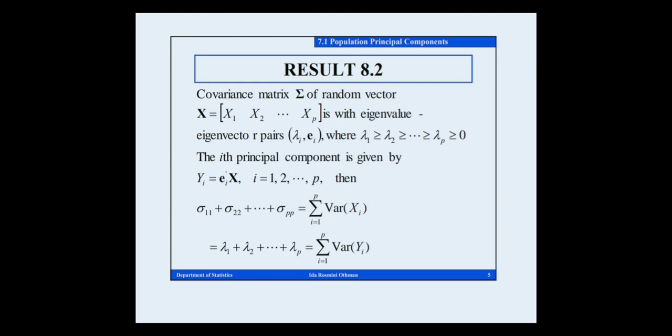Sebenarnya total of the variance of x equal to total of the variance of y. Okay, so bila you ada variance covariance matrix of x, you also can find the summation of variance of y sebenarnya, and it is also equal with the summation of all the lambda ataupun eigenvalue.